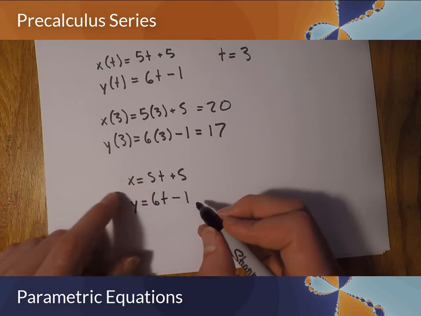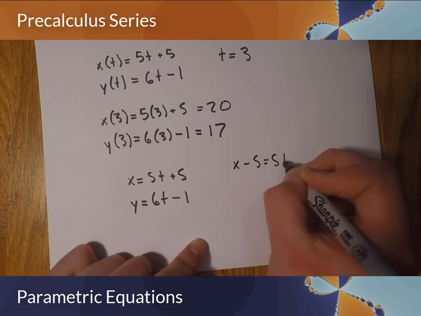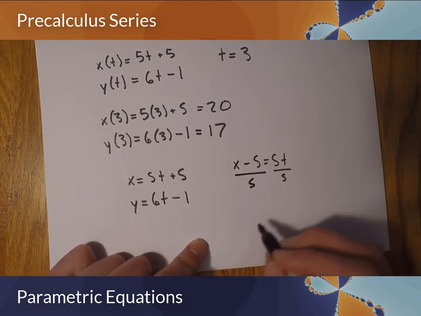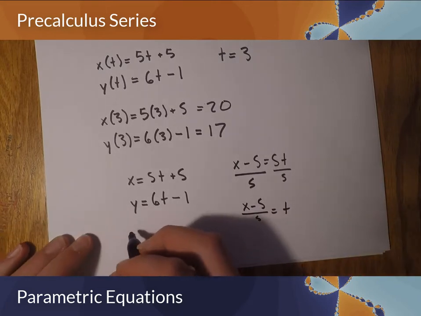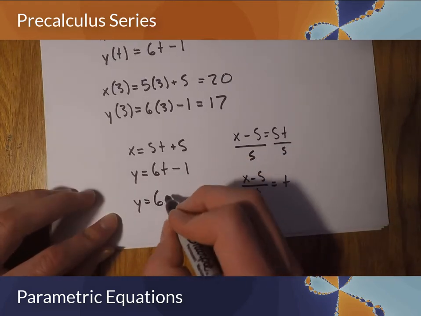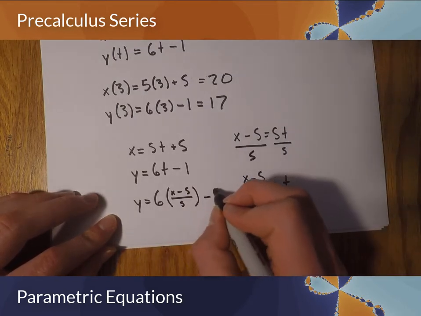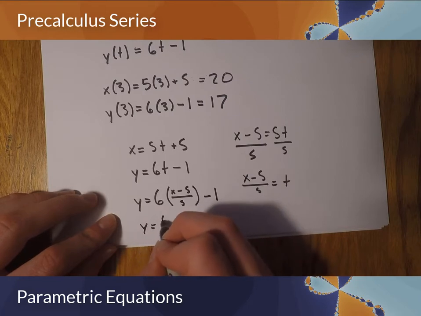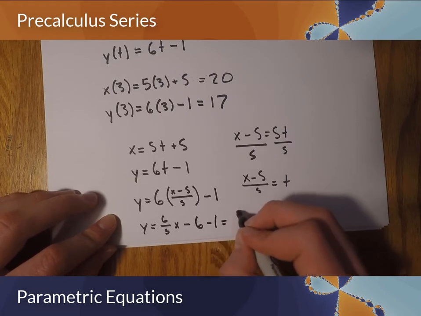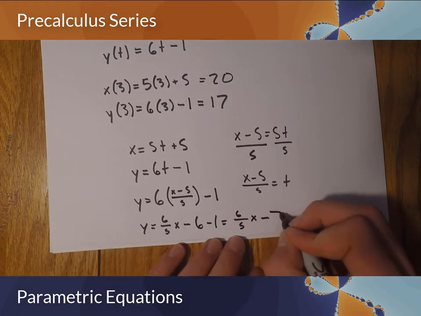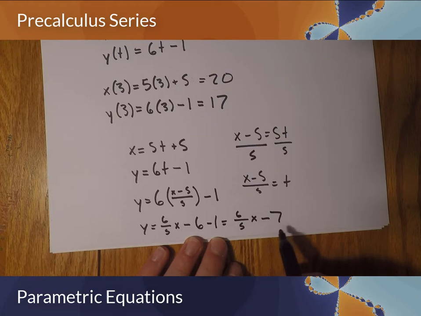I'm going to use x for this one. So I'm just going to say, okay, x minus 5 equals 5t. And then just divide both sides by 5. And voila, you have what t equals. And so now you can sub t into this y equation. So 6 times (x minus 5) over 5, minus 1. And so now you can graph it because you have 6/5 x minus 6 minus 1. So that equals 6/5 x minus 7. So if you wanted to graph this function here, you would say, okay, y equals 6/5 x minus 7.